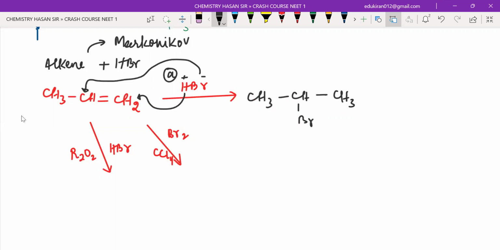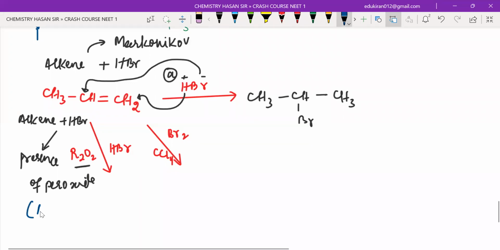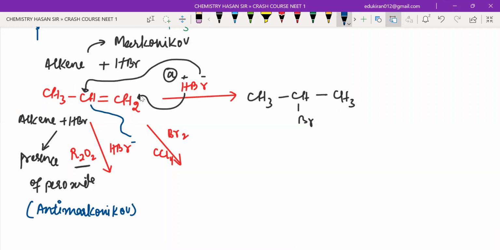Now you are going to see alkene with HBr in the presence of peroxide. You can see R2O2, that represents peroxide. That means it is anti-Markovnikov. And what does anti-Markovnikov say? The negative part will go to that carbon which has the greater number of hydrogen, and the positive part will go to that carbon which has the lesser number of hydrogen. So the product will be, now it becomes CH2, and here it will be CH2Br.